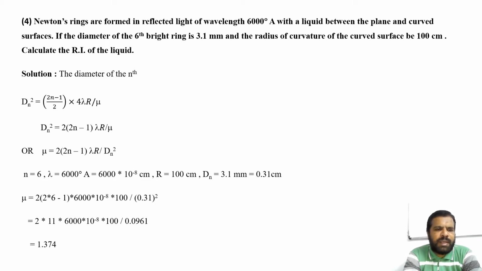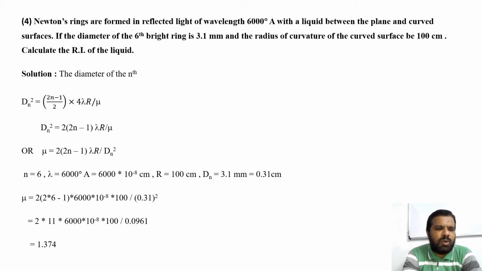n is equal to 6, lambda is equal to 6000 angstrom, that is equal to 6000 into 10 raised to minus 8 centimeters. R is equal to 100 centimeter. dn is equal to 3.1 mm, that is equal to 0.31 centimeter are the given things.